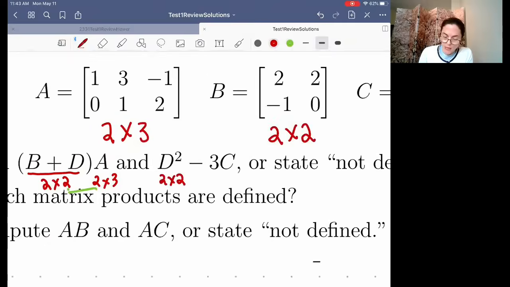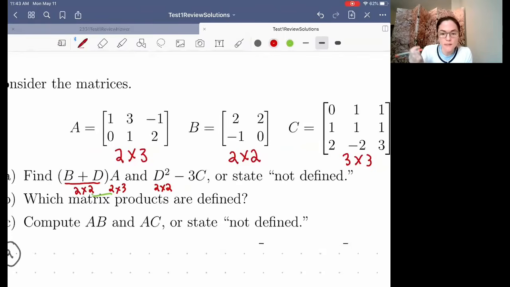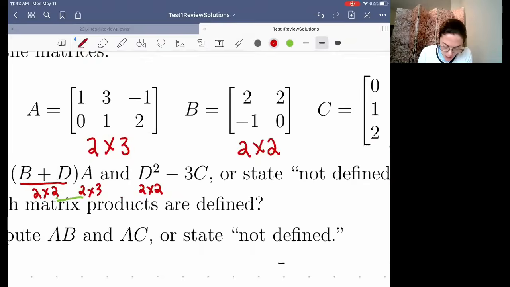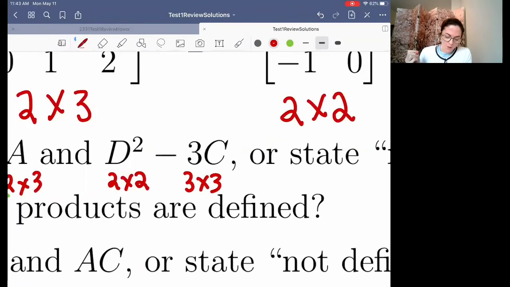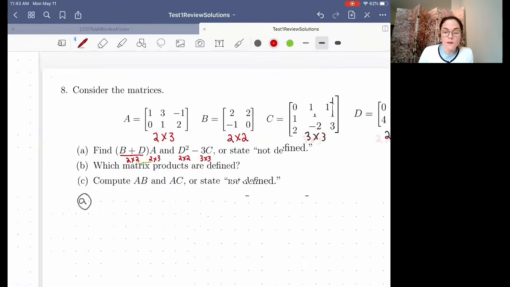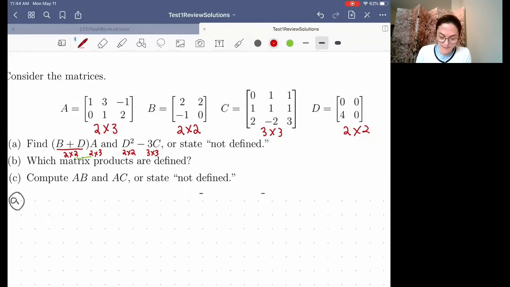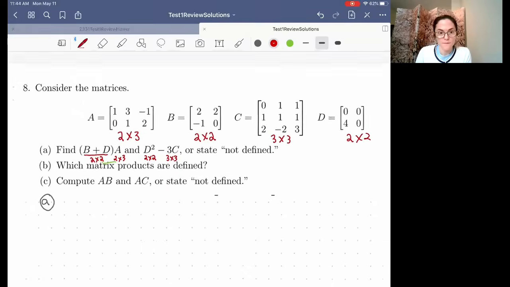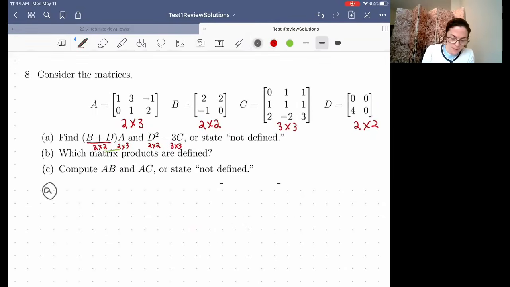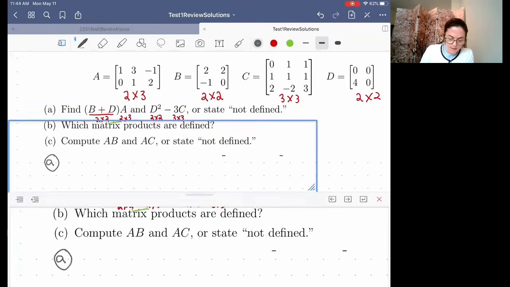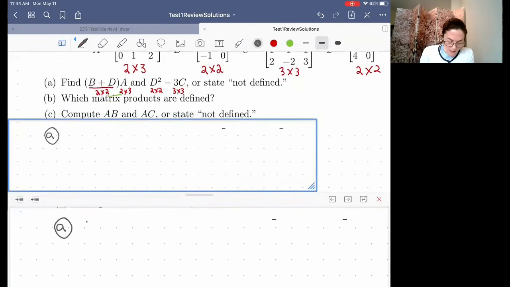C is 3 by 3. Multiply C by a constant, it will still be 3 by 3. So this will be 3 by 3. Now, you cannot subtract or add matrices where one is a 2 by 2 and one is a 3 by 3. You can't. They have to be the same size. So this one, maybe I will start with that observation. Okay, I'm sorry if I'm making you dizzy. I'm trying to get the right view. Okay, let's start with the observation that this one, D squared minus 3C, is not defined.